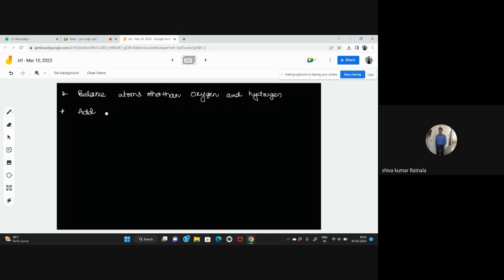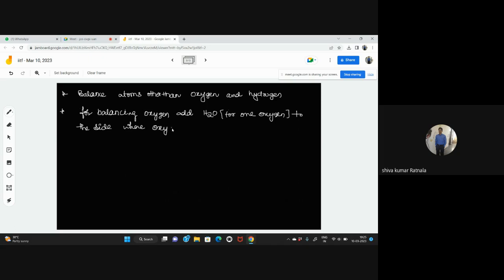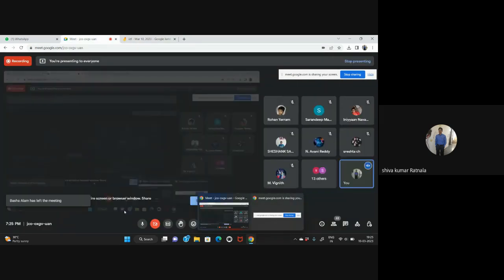If for example, let me write like for balancing oxygen, add H2O for one oxygen to this side where oxygens are deficient. Am I clear? What I have written here? Where oxygens are not there, for each oxygen, one H2O is required. Where oxygen is deficient, for each oxygen, you need to add one water molecule.